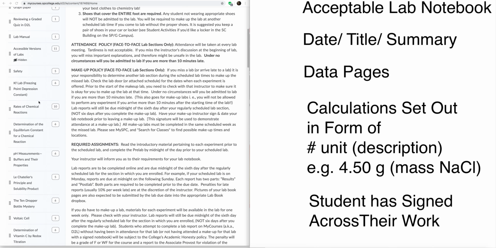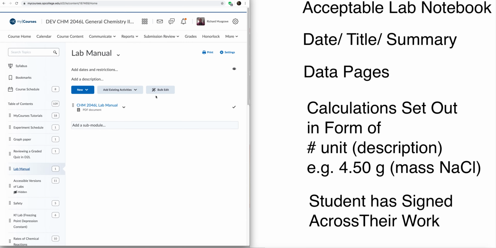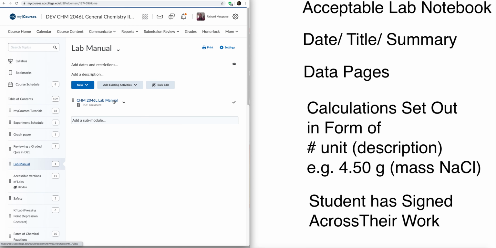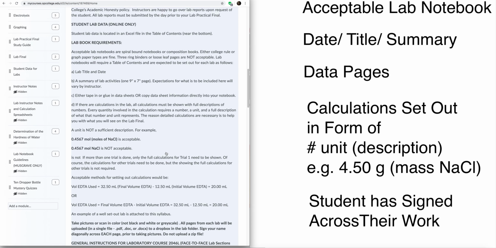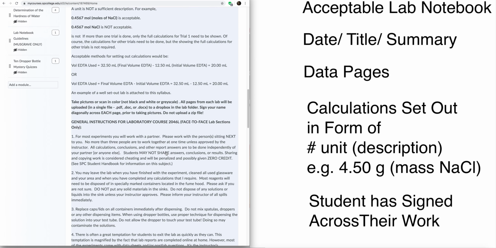It'll be under lab manual, and you can download this as a PDF file, and that's how you can print out the data sheets that you'll need for your lab notebook. Alright, so let's go through and check out the syllabus here and see what's necessary for this lab notebook.